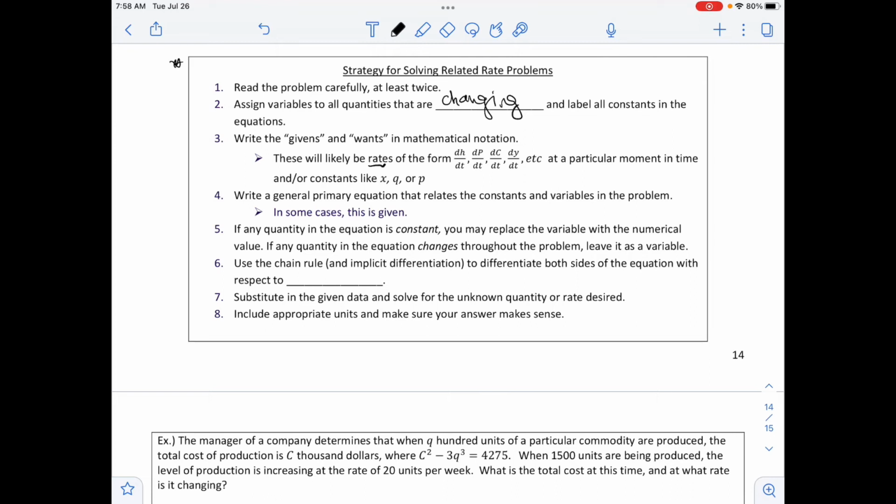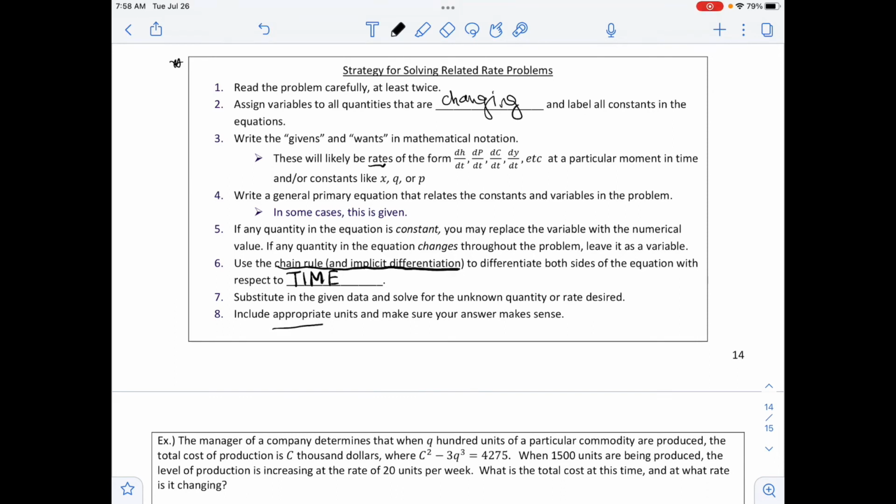Six says use the chain rule and implicit differentiation, so what we just talked about just a moment ago, to differentiate both sides of the equation with respect to, and our big thing is we're taking the derivative with respect to time for all these problems. And seven says substitute the given data and solve for the unknown quantity or rate desired. Eight says include appropriate units and make sure your answer makes sense.